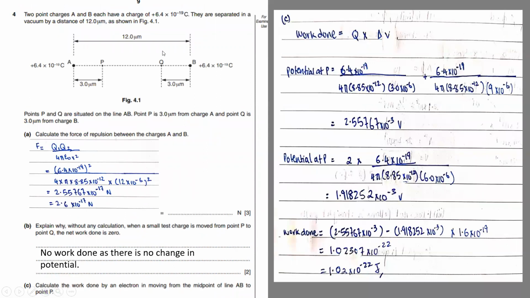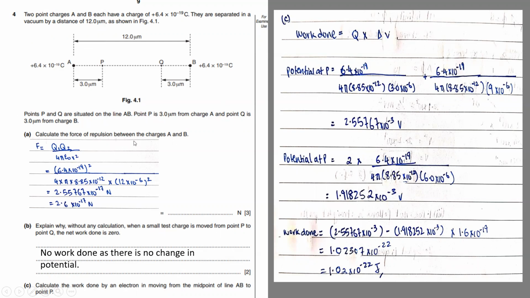Next up, we have an electric fields question. Two charges, A and B, have a charge of positive 6.4 times 10 to the power of negative 19 coulombs, and they're separated by a vacuum of distance 12 micrometers. As you can see by the diagram, points P and Q are situated on line AB. Point P is 3 micrometers from A, and point Q is 3 micrometers from B.